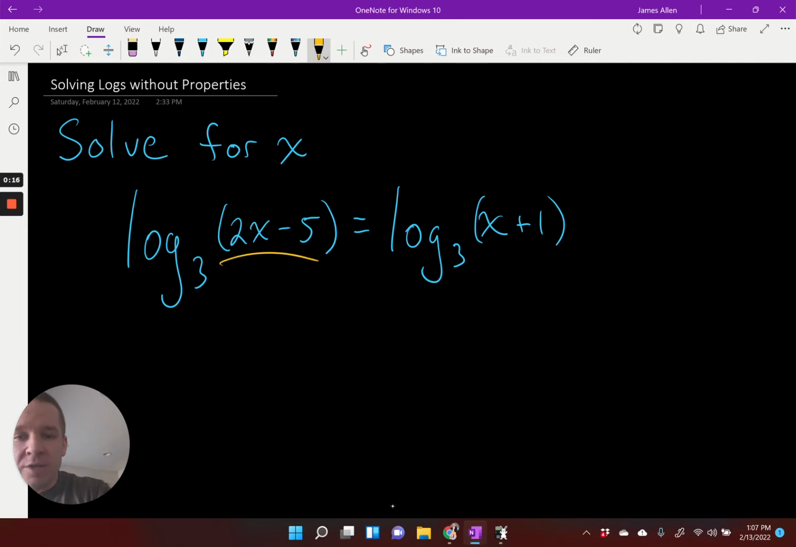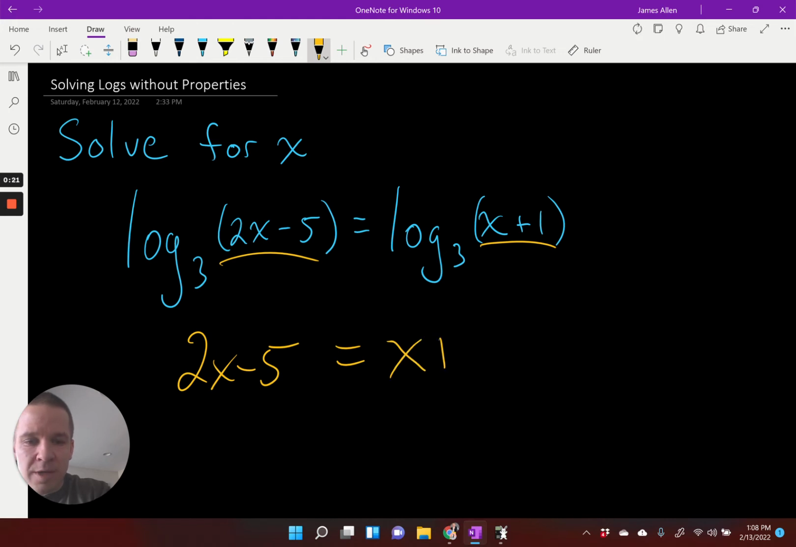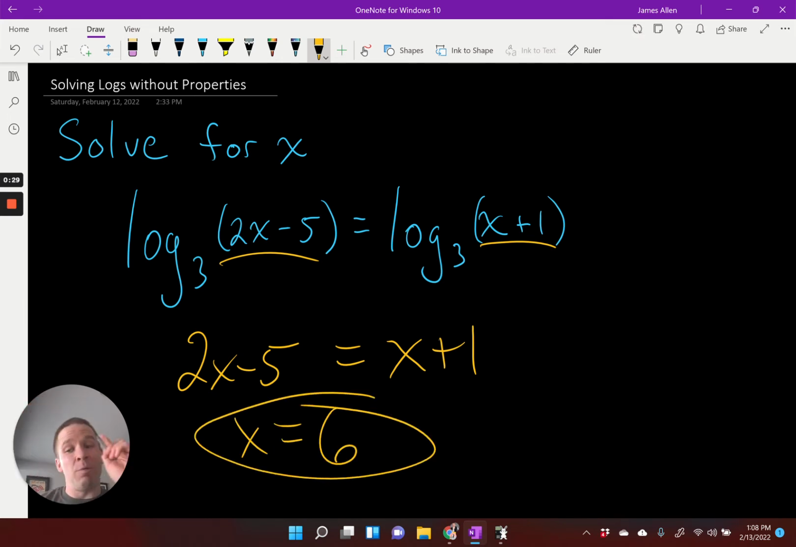Yes, it would. So I can take my two arguments, the 2x minus 5 and the x plus 1, set them equal to each other and solve. Basic linear equation for this one: subtract x, add 5, and I get x equals 6. Now with logs, since we have a domain restriction where the argument has to be a positive number, it's got to be greater than 0.